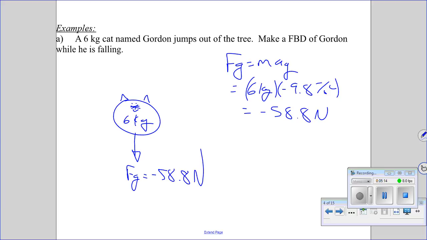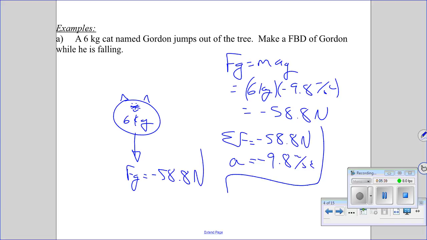So now we can find our net force. What's the net force going to be, you guys? Just negative 58.8, right? This is the only force on the cat. So our net force is that force. And then our acceleration is just going to be negative 9.8, right?